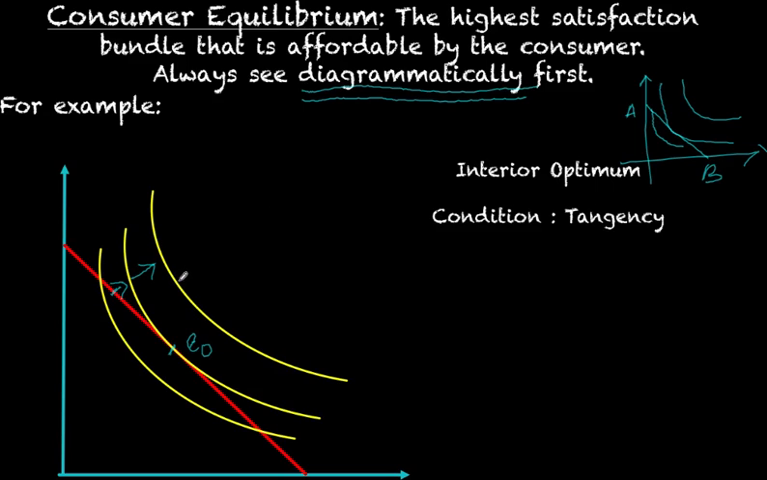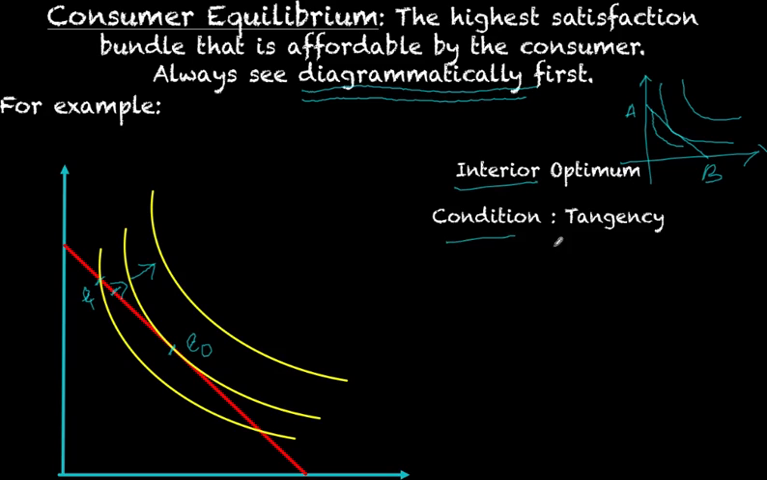But he can't afford this IC, which is why he gets stuck at the highest possible point which is affordable, which is E0. Why wouldn't he hypothetically buy another point called E1? Because E1, although affordable and on the budget line, is lying on a lower IC. In this scenario, we have an interior optimum. We are neither lying on the A nor the B, we are lying inside.